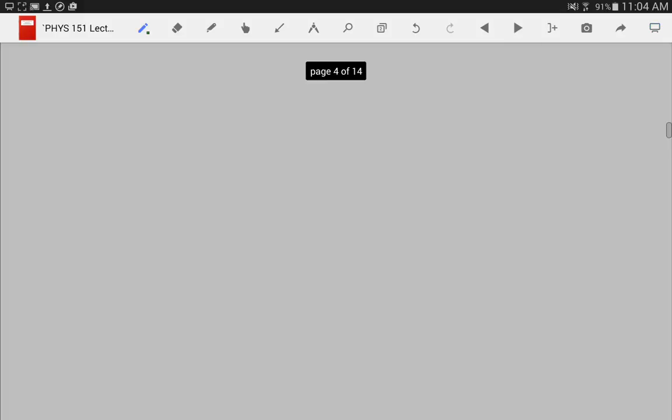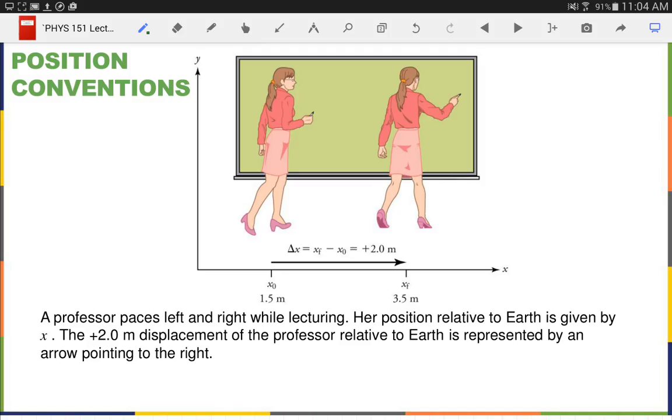Okay. Now back to the physics, because lecture's only a little more than half over. Position conventions. I talked about designating my position with the coordinate system. Here we're starting with just one dimension. So we have the teacher up there, and as she's lecturing, like me, she walks around. You can measure the distance she traveled, and by convention, when we draw the motion, if the motion is to the right, we consider that positive, and to the left, we consider it negative.